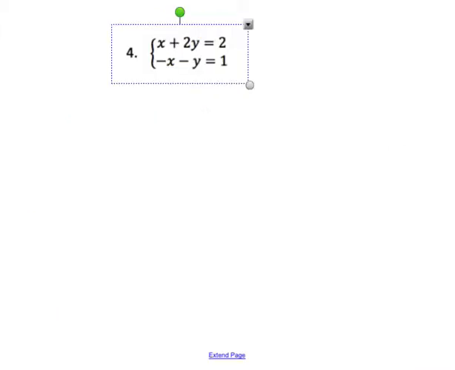Let's go ahead and take a look at number 4. For number 4, I see that first of all it's in standard form, and I have same coefficient opposite signs on my x's. Same coefficient, opposite signs. That makes it really easy to use elimination. So that's what I'm going to do.